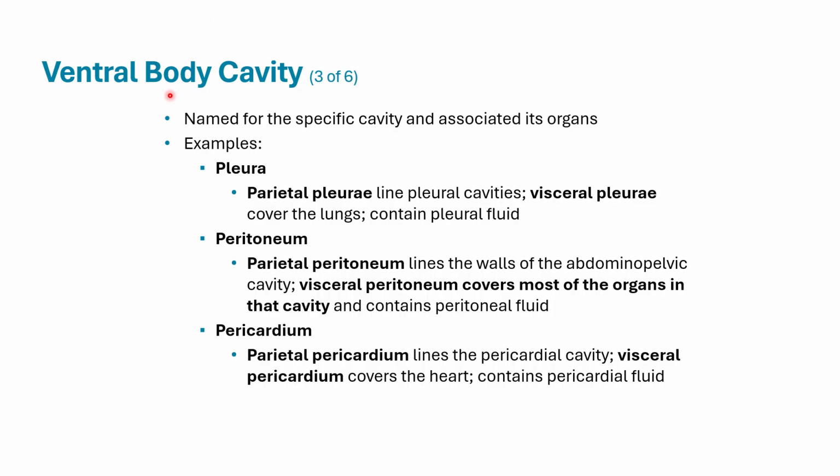All right. These ventral body cavities are named for what they're associated with. Okay, so we have the pleura. Okay, this lines the pleural cavities. The visceral pleura covers the lungs, etc. The peritoneum, the parietal peritoneum lines the walls of the abdominal pelvic cavity. The visceral peritoneum covers most of the organs in that cavity. And the pericardium covers the area around the heart.